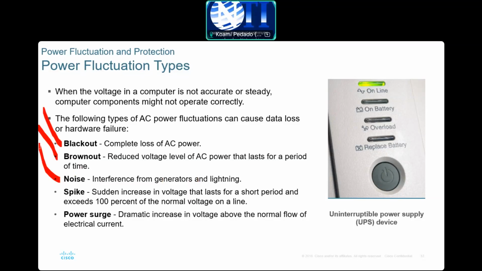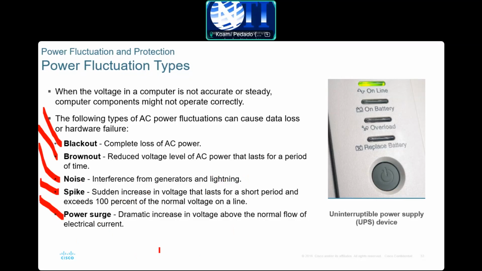So the noise is an interference from generators and lightning. It can cause noise. The spike is a sudden increase of voltage, and that's not good. A power surge, a dramatic increase in voltage above the normal of electricity, is not good.